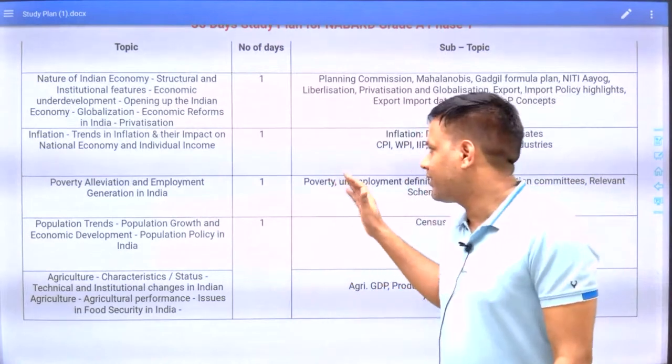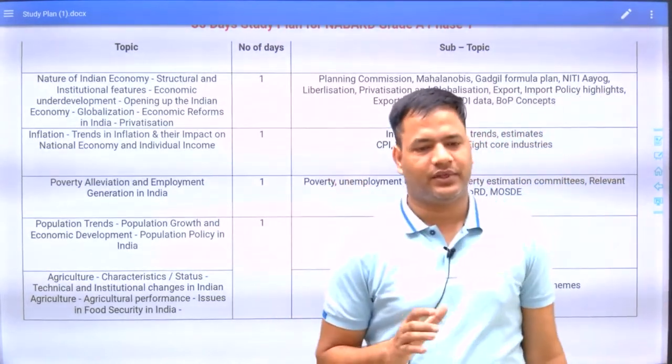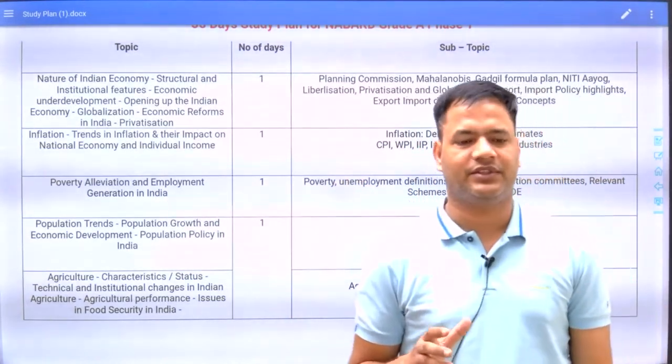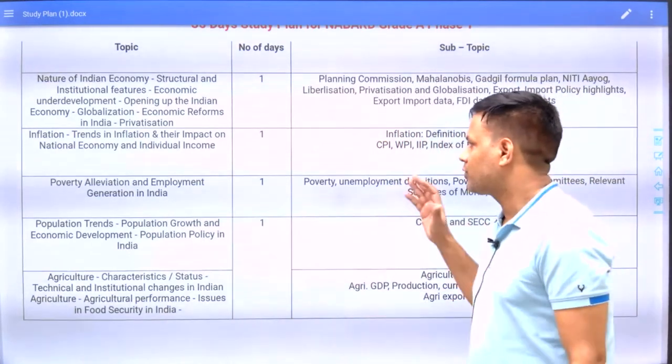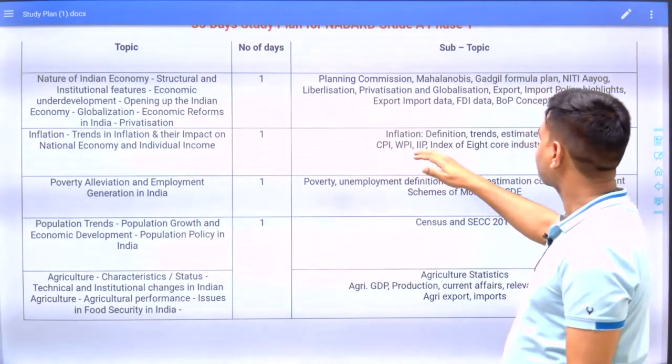Okay, so you can skip the static part of the ESI for phase one. I will suggest a few chapters from there, from which questions are being asked. I will tell you those chapters specifically.